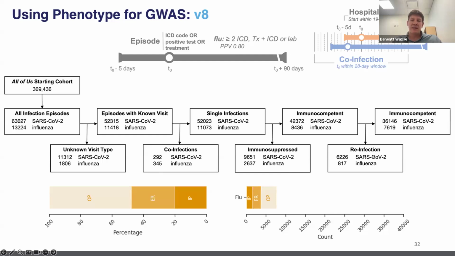Some people were reinfected. And so we end up with this cohort on the far right, which shows that we can, using this phenotype, get about 7,600 patients who were immunocompetent, not infected with any other viruses, and had an influenza infection. And here on the bottom, you can see the percentage breakdown. A fifth were inpatient, 25% were in the ER, and the rest were outpatient.